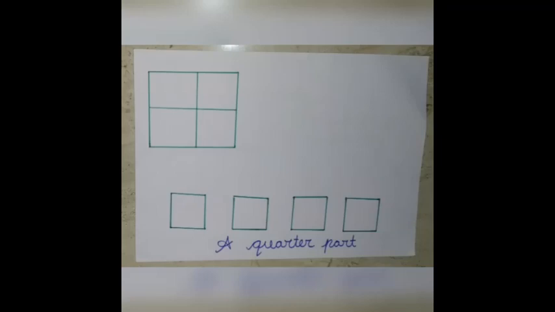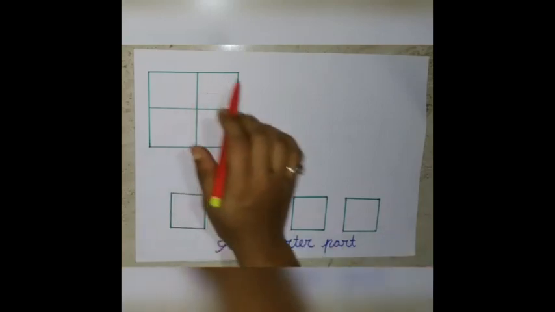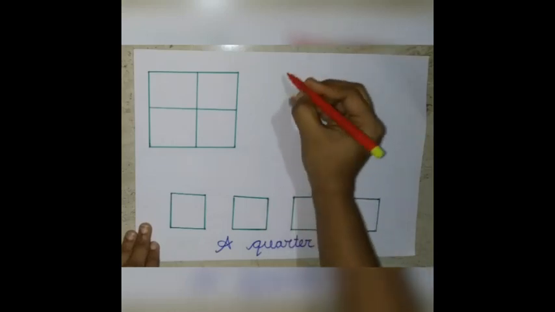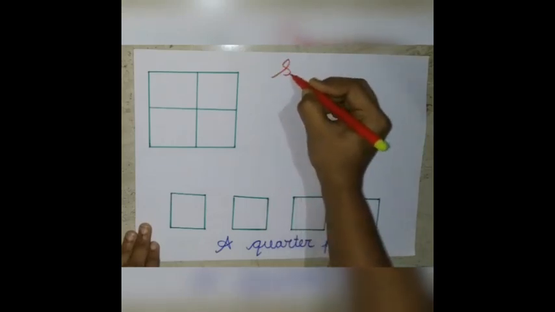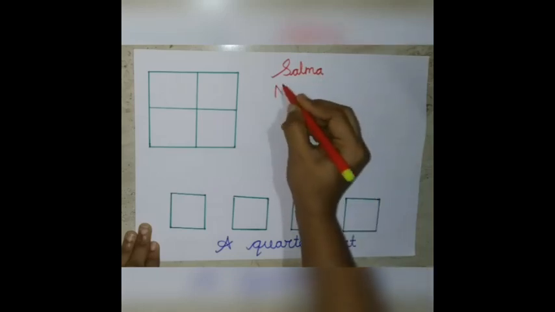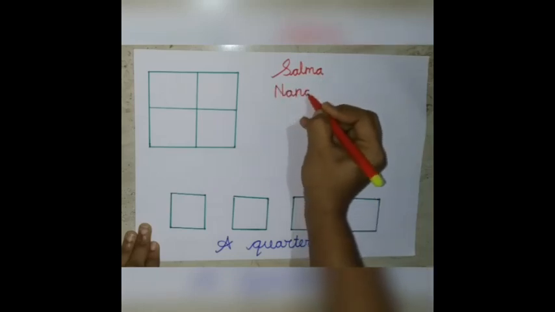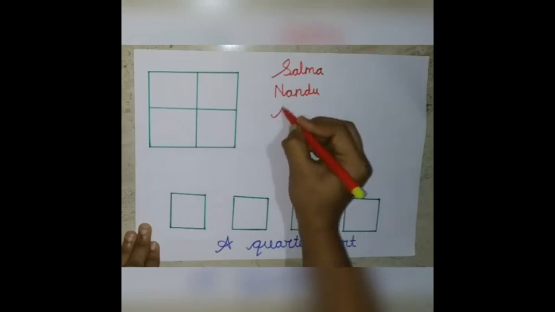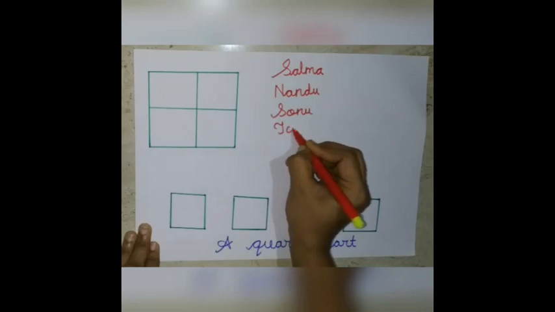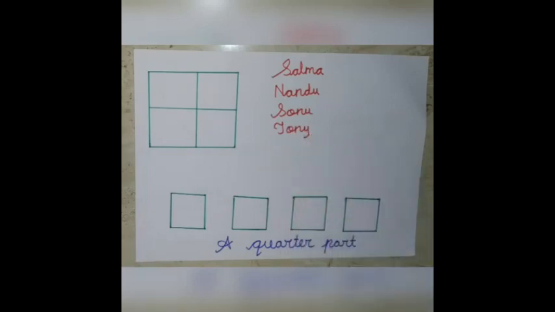Students, what do you mean by a quarter? Let's learn. Students, I am having a sheet of paper. I wanted to divide this sheet of paper into 4 equal parts to give one part to Salma, Nandu, Sonu and Tony. Students, can you all tell me what I will do?